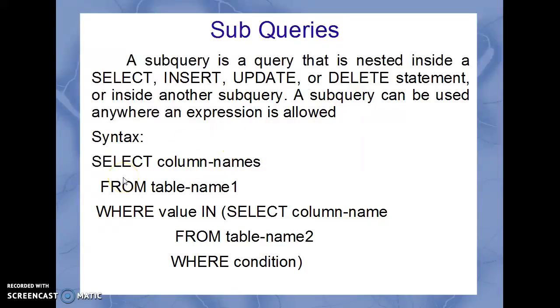The syntax of a subquery is: select column names from the particular table where value in, and then select column names from the other table where value in. The results will be displayed on the resultant screen, where these two are matching. Let's see the example.